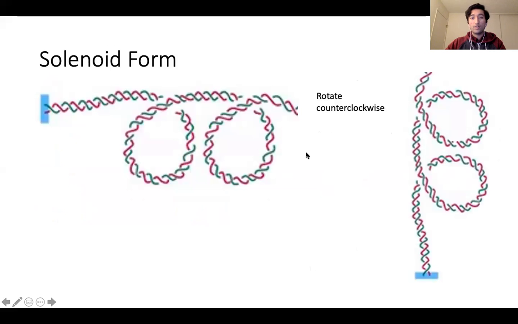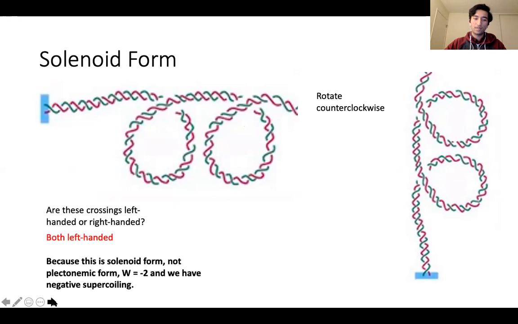And so another way that you will see supercoiling manifest in this class is solenoid form. And this is what it typically looks like. Whenever I see DNA in this form, I think for me personally, it just helps to rotate it counterclockwise, sorry, so that it looks like this. And as you can see here, if we use the same kind of intuition from the previous slides, this is also an example of a left-handed crossing. And here there's the slightly counterintuitive fact, which is that although this is a left-handed crossing, the writhe is actually -2.